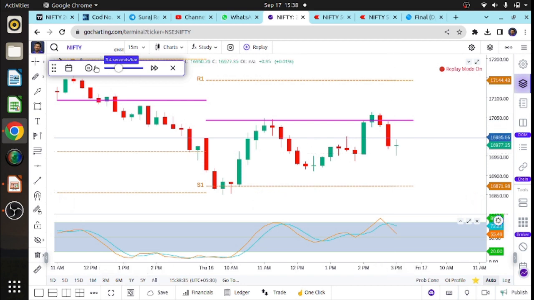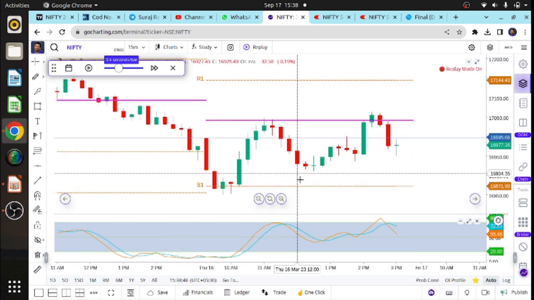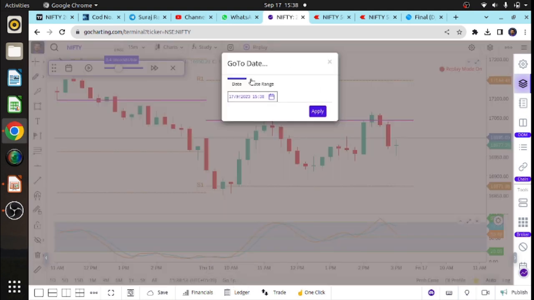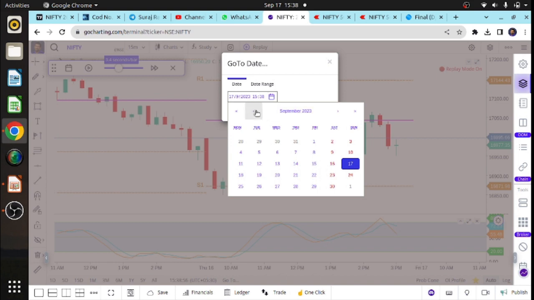So in this example you have seen that using the pivot point we can take entry on both the call and put side, based upon how Nifty is behaving near the support and pivot region. Okay, so let's see one more example. This time let's go to some July.